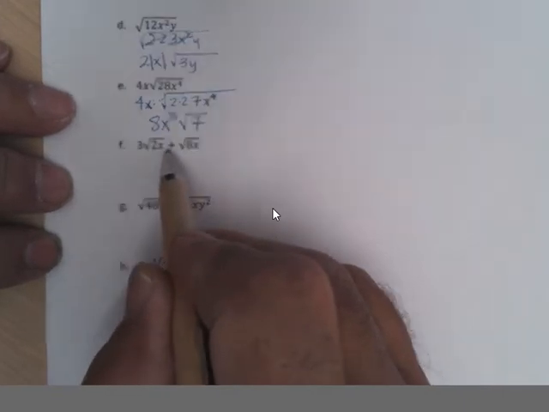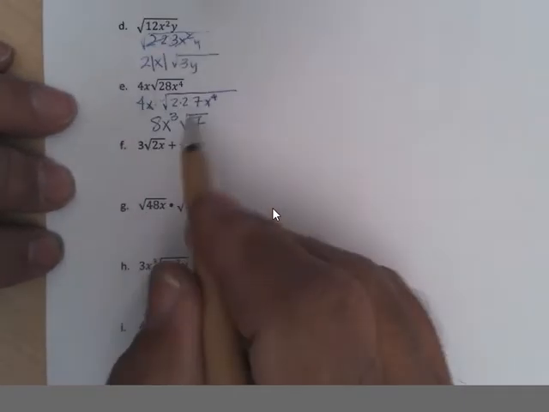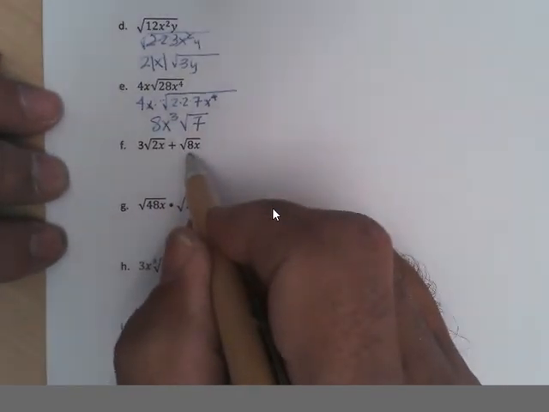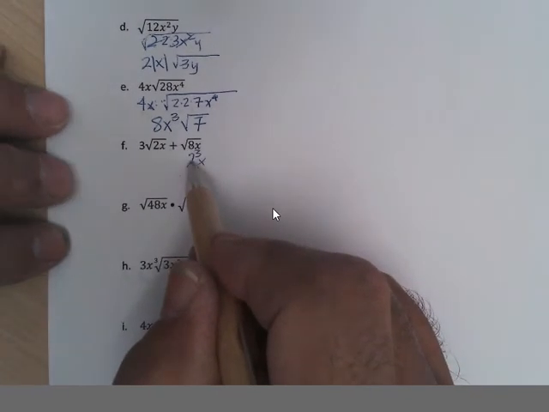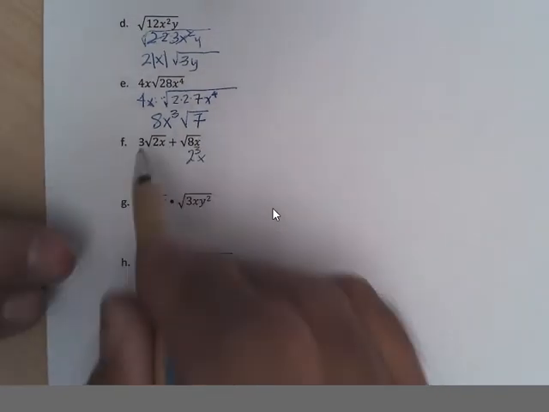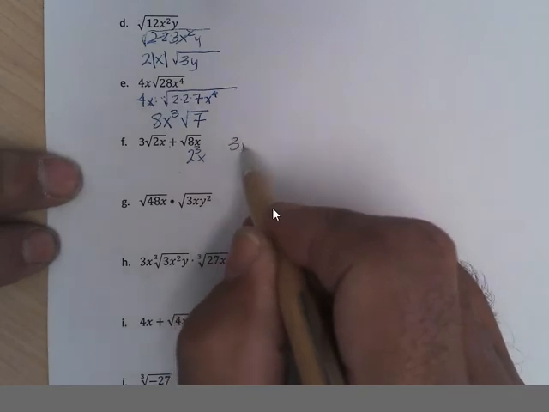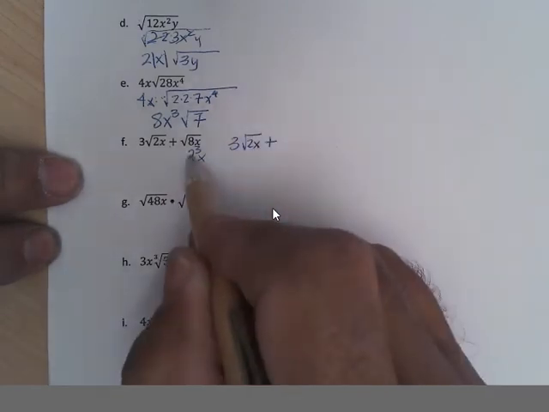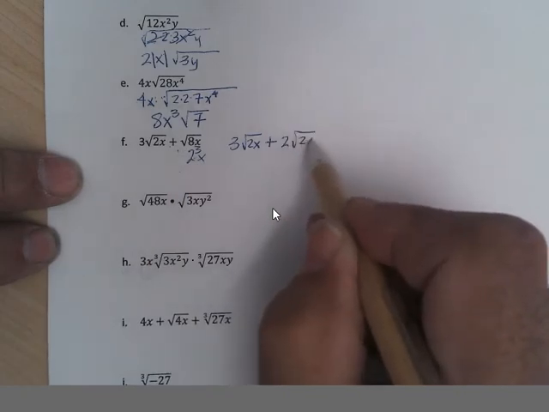Okay, we're adding, so we can't put these two things underneath the same one, but 8 can be brought down. That's 2 to the third. So a pair of 2's will come out, and there'll be a 2 left in. So we're going to have 3 times the square root of 2x plus a 2 will come out and be 2 times the square root of 2x.